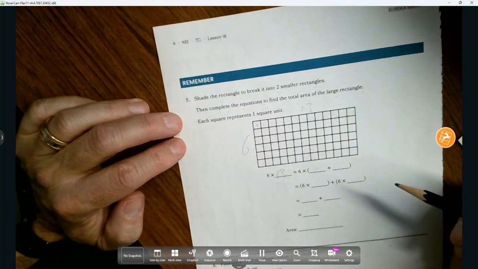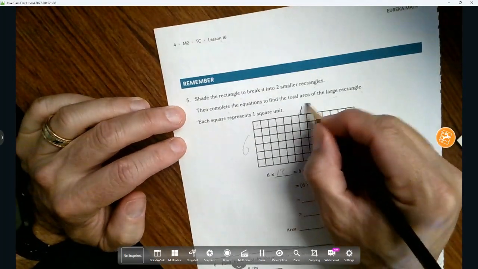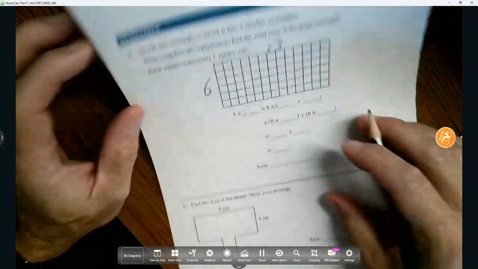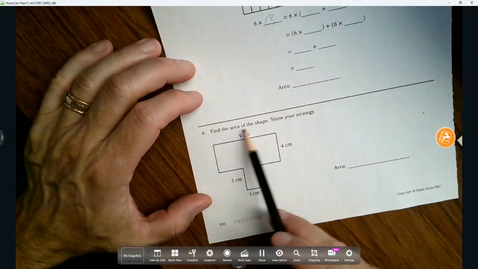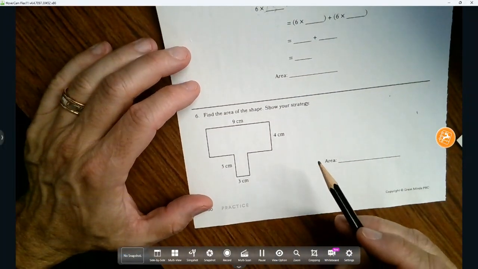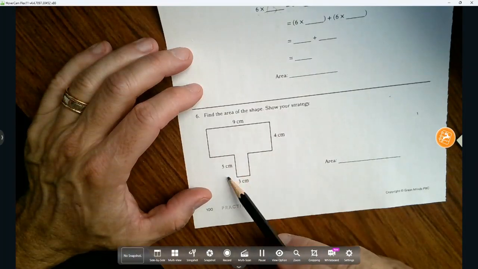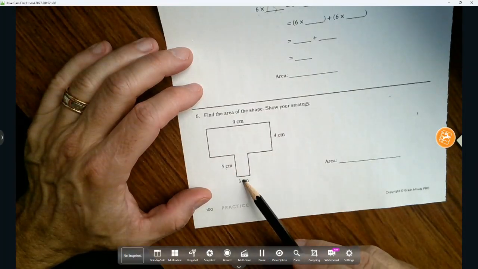How many do you want to do? All right, figure it out there. Sorry, make this a little darker. 13 across the top, 6 that way. Break it in 2 parts. Down here, find the area of the shape. Show your strategies. All right, we have 9, 14, 5, 3.